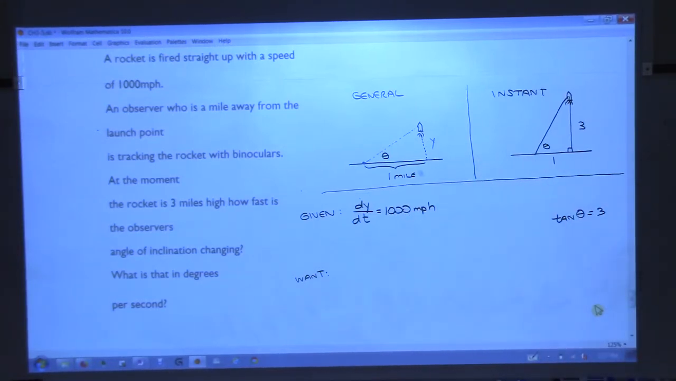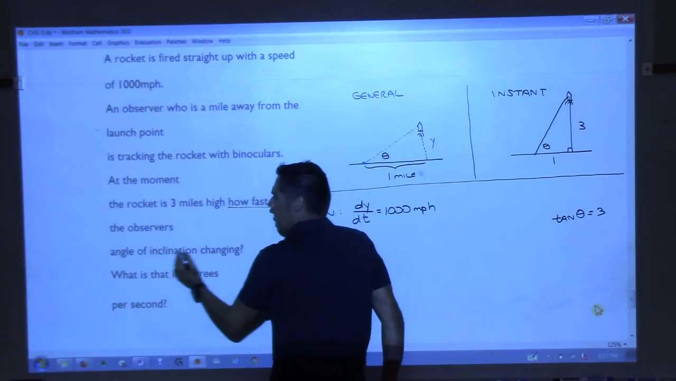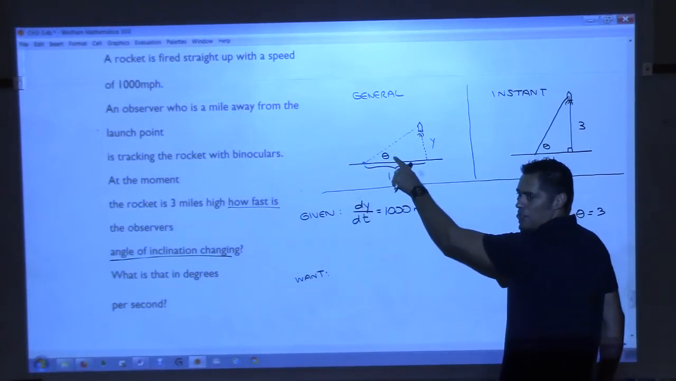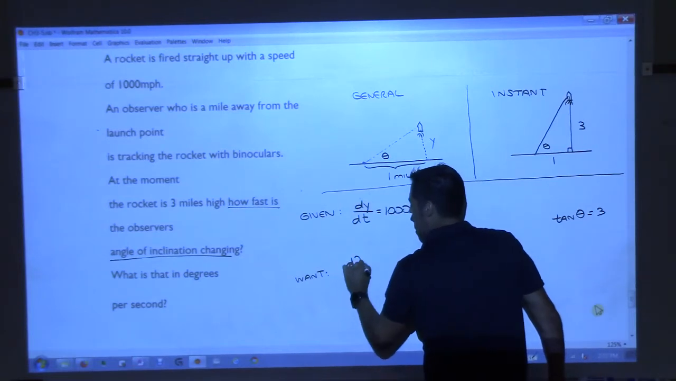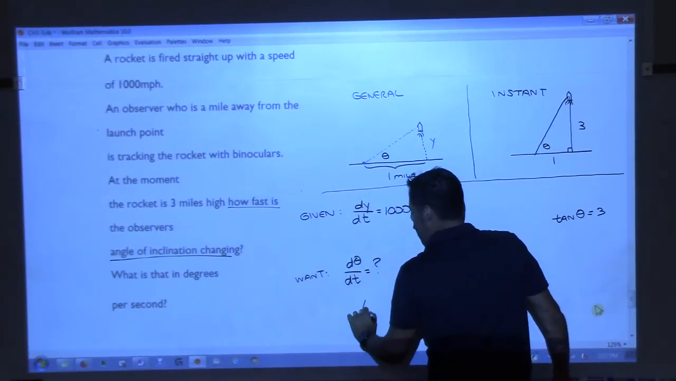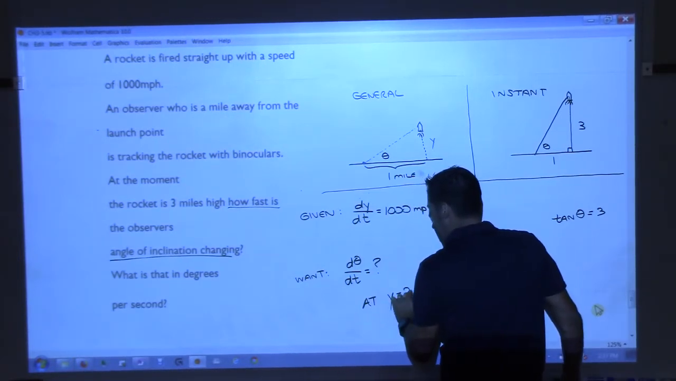What do I want to know? Okay, how fast, that's a derivative. How fast the angle of inclination is changing. I want to know how fast that's changing. I want dθ/dt. And I want that at exactly the moment that y is 3.